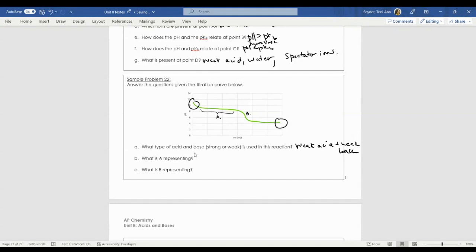A represents the buffer region, because notice it's resisting that change in pH, and B represents the equivalence point.